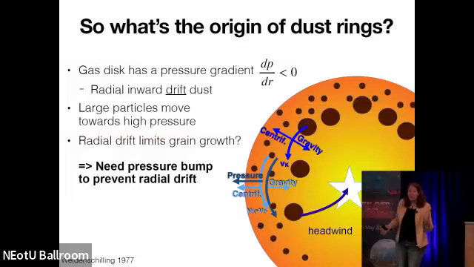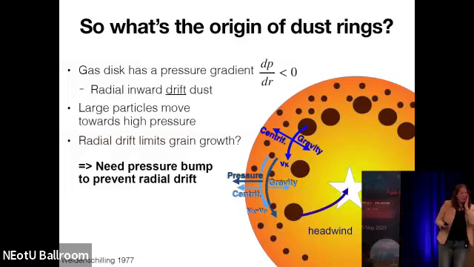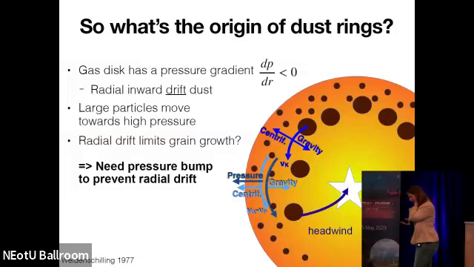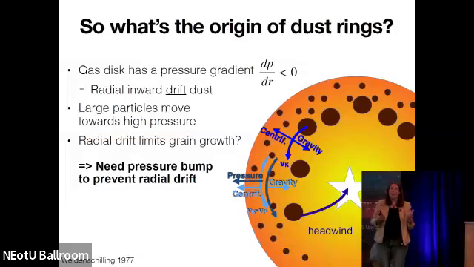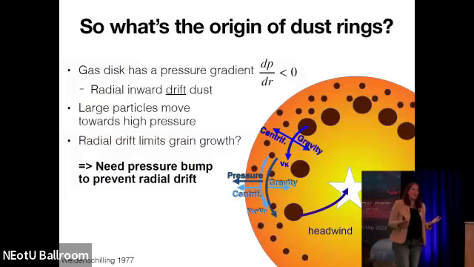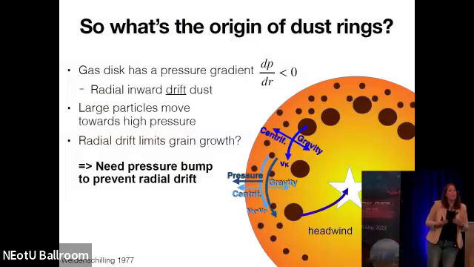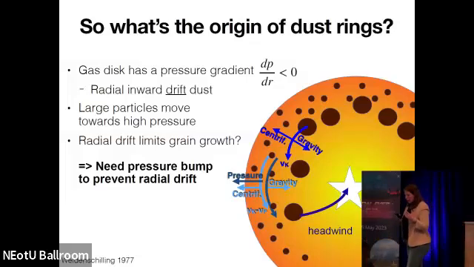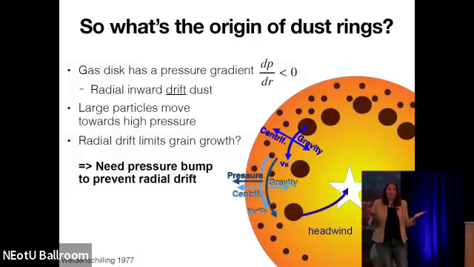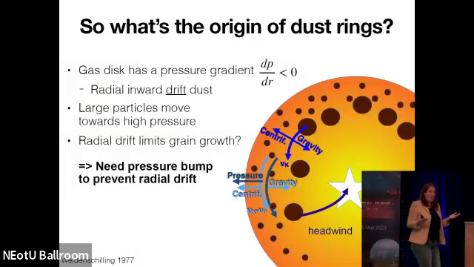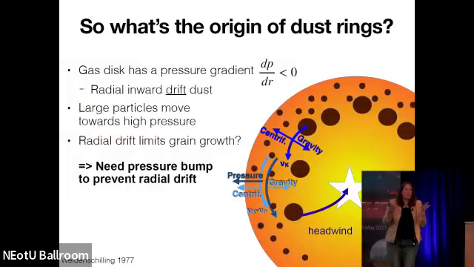It was already figured out in the 70s, long before we had ALMA or any millimeter interferometer for that matter. Essentially this was considered a problem for planet formation, because this effect happens on really short timescales and prevents dust grains from growing beyond a millimeter in size. So how would you ever be able to grow to a planet if you cannot even grow beyond a millimeter, right? This is the so-called radial drift problem.